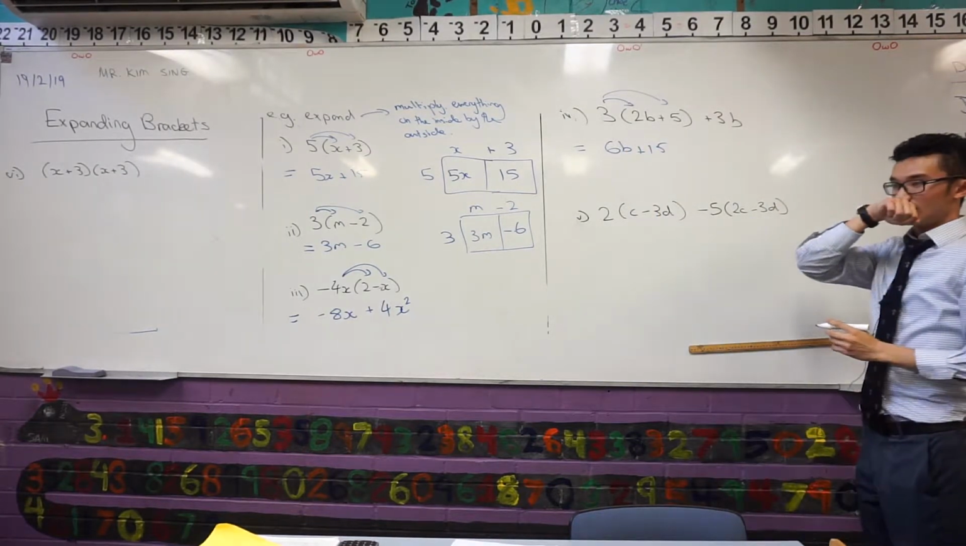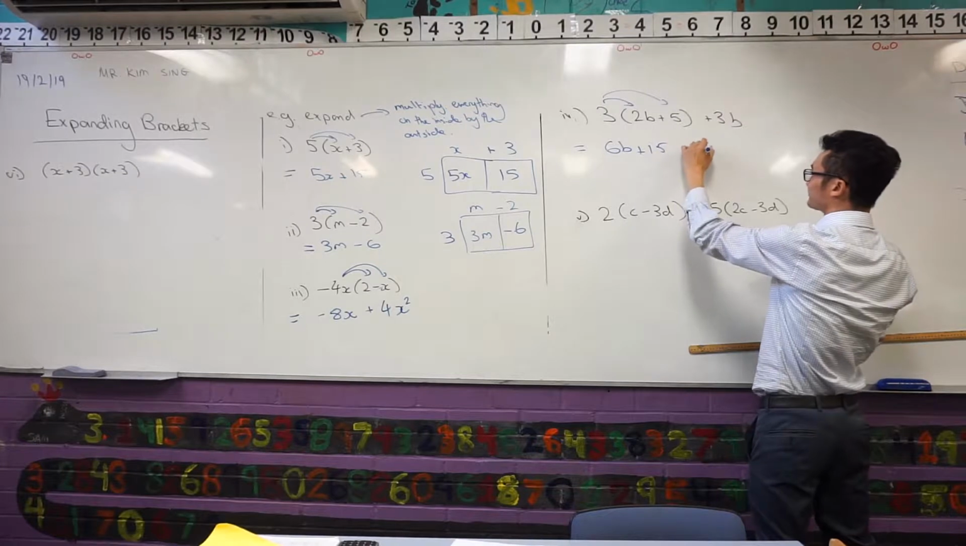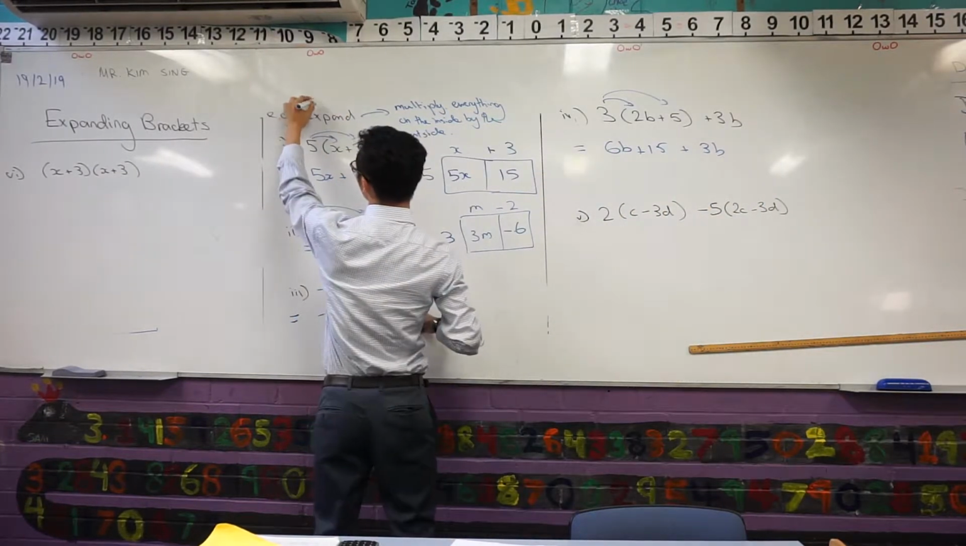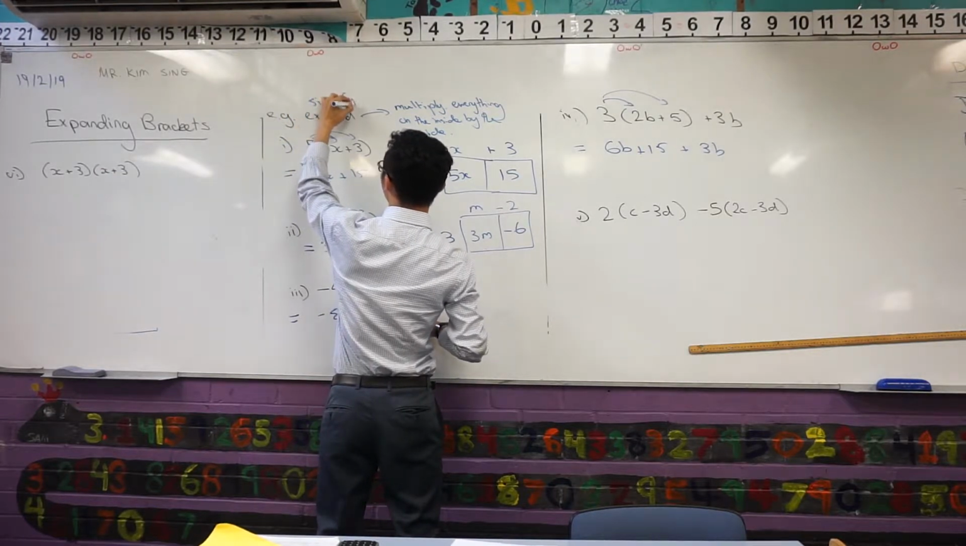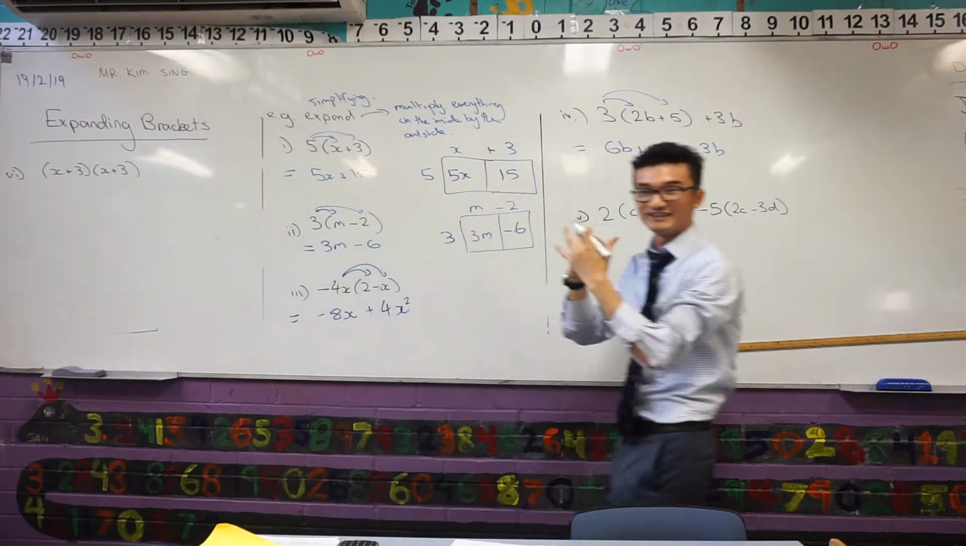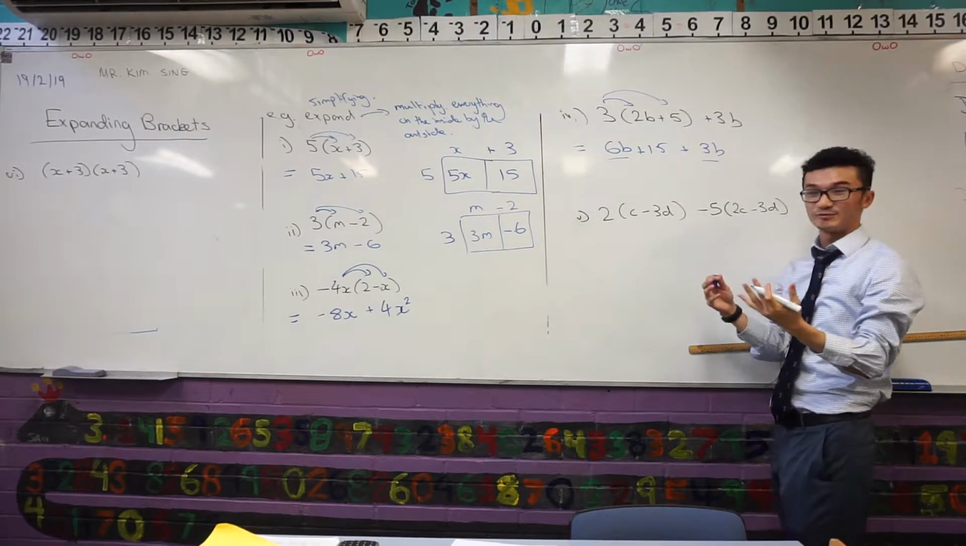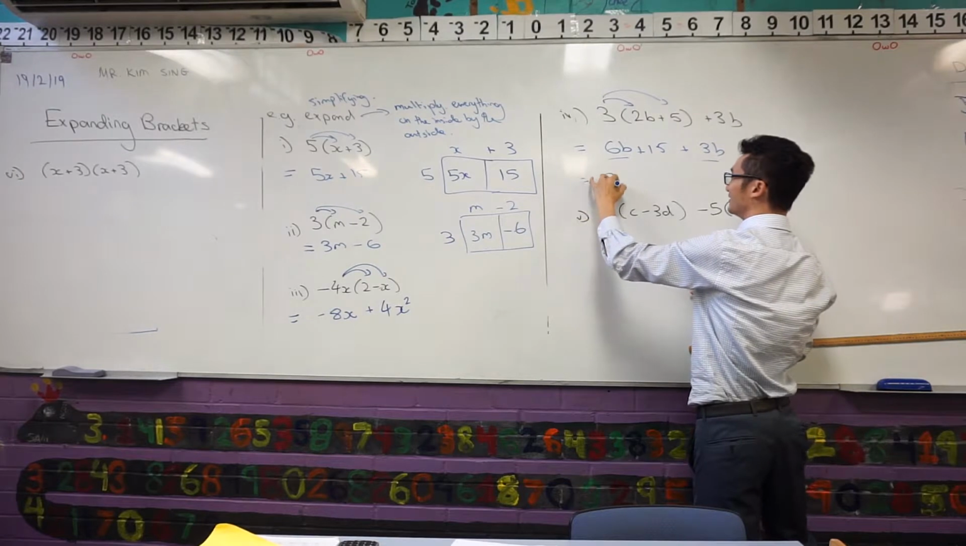Then you add 3b. Okay, so one thing that they'll ask you to do, not only are we expanding, we're also simplifying. We're also making it less complicated by grouping things together. So let's group the like terms together. I've got 6b plus 3b. Yeah, that's right. It's going to be 9b. Well done.